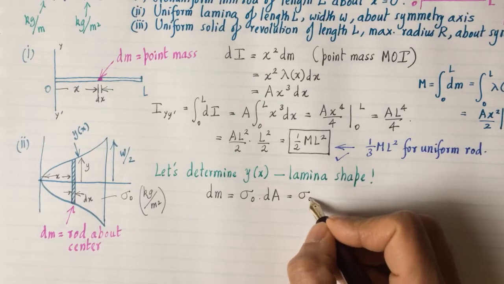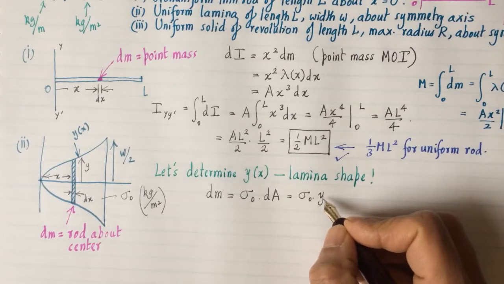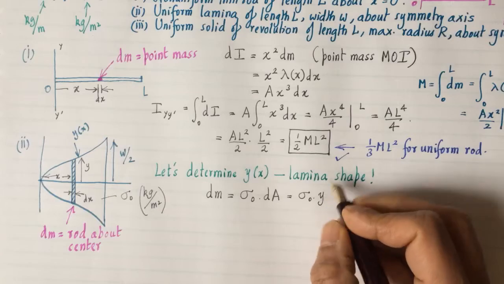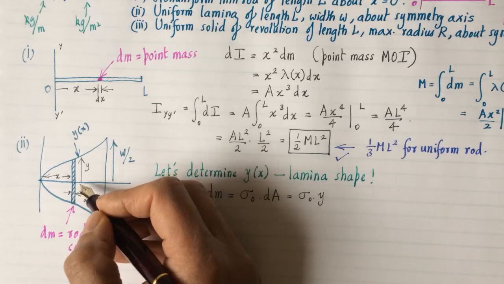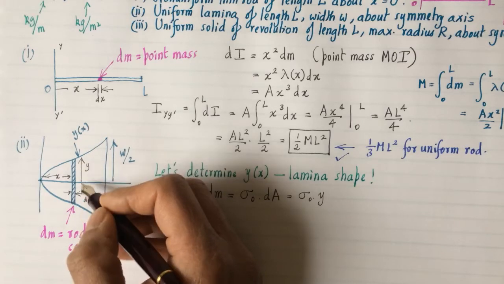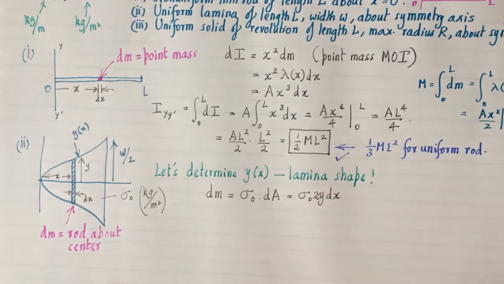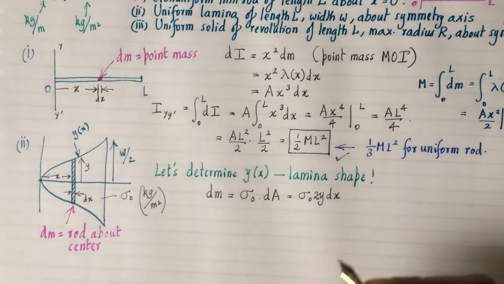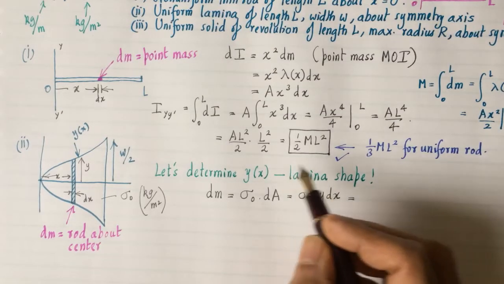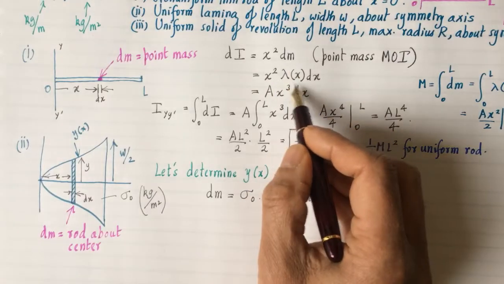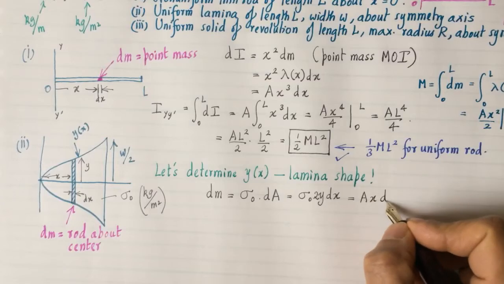The area of the rod is just the height, which is y, and this is y, and that's going to be another y, so it's going to be 2y times dx. And that must equal our other way of looking at dm, which is lambda of x dx. And so that's going to equal ax dx.